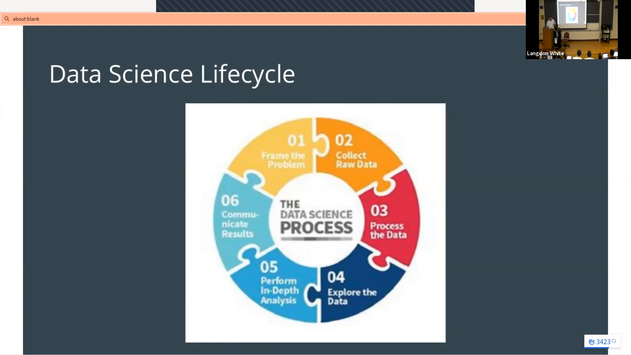Okay. So the data science lifecycle. Let me just make sure this thing's recording.